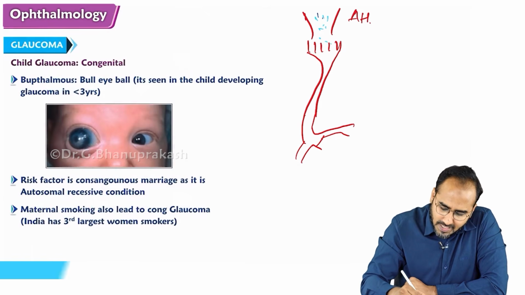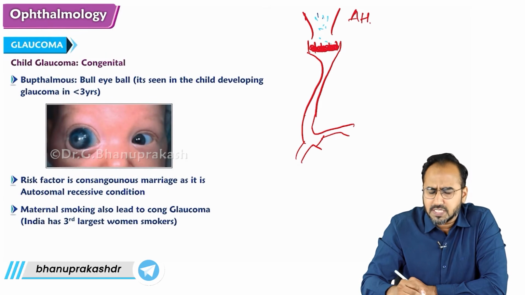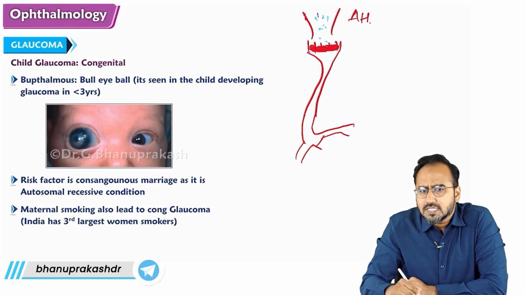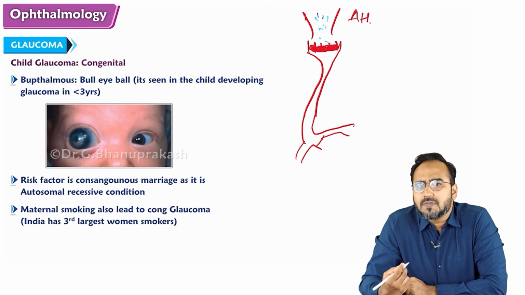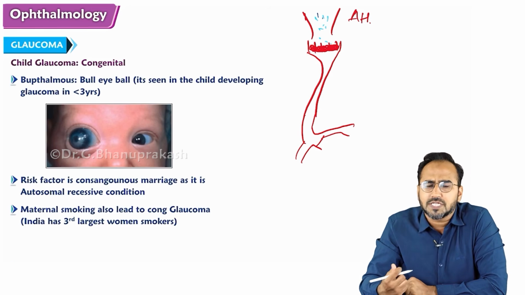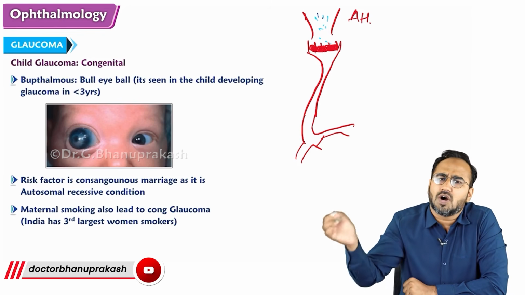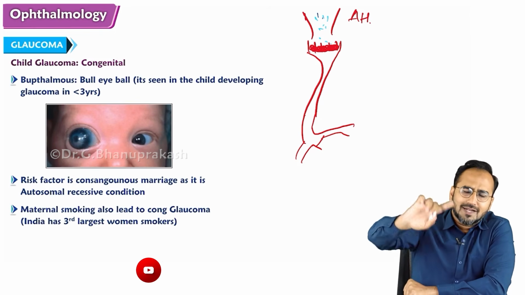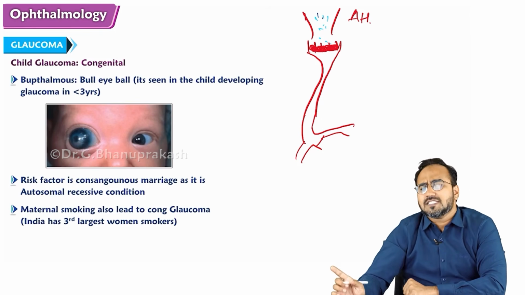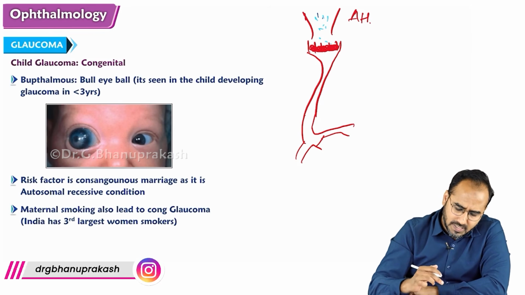If the trabecular meshwork is not formed properly due to maternal smoking or an autosomal recessive condition, what will happen? Can the aqueous humor go inside? No. If the aqueous humor is not flowing, it gets accumulated. What happens to the intraocular pressure? It increases. But how is the angle over here, open or closed? The angle is open. So remember guys, congenital glaucoma always leads to open angle glaucoma. Due to maternal smoking or an autosomal recessive condition, the trabecular meshwork is not formed properly.